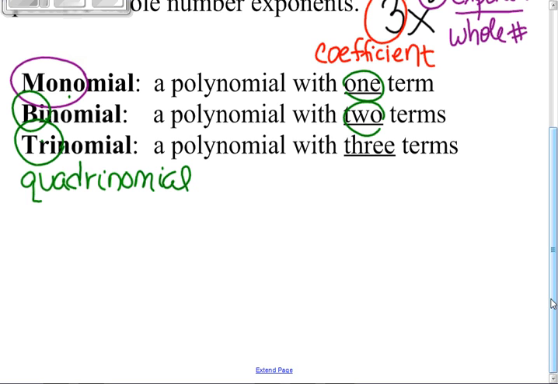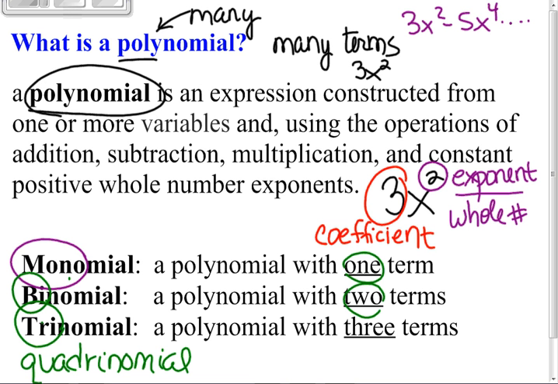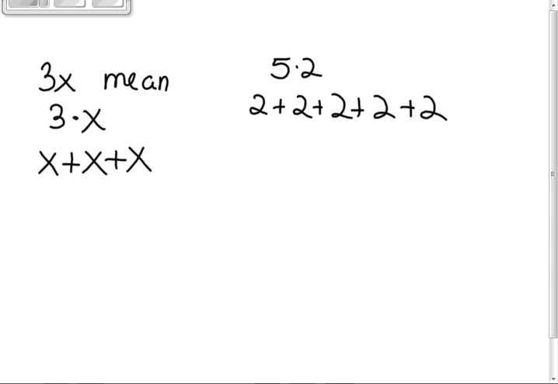Now, how do you do the problems? They're pretty easy. Even before I do that, let's understand what 3x means. What does 3x mean? It means 3 times x, which, what does it mean when you multiply? It means x plus x plus x. So if you have 5 times 2, that would be 2 plus 2 plus 2 plus 2 plus 2. That's what multiplication is. It's repeated addition.